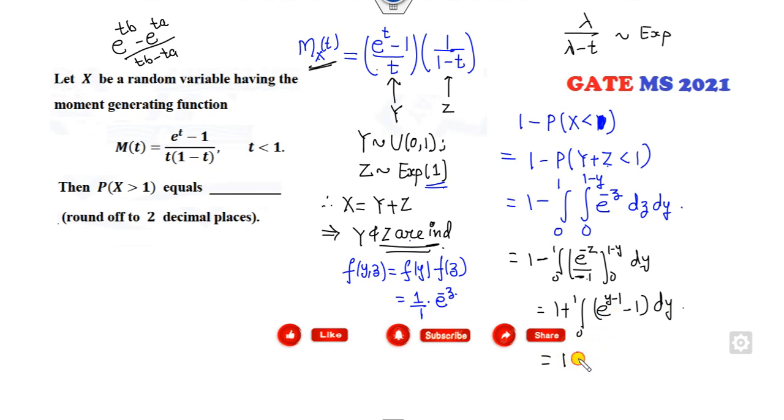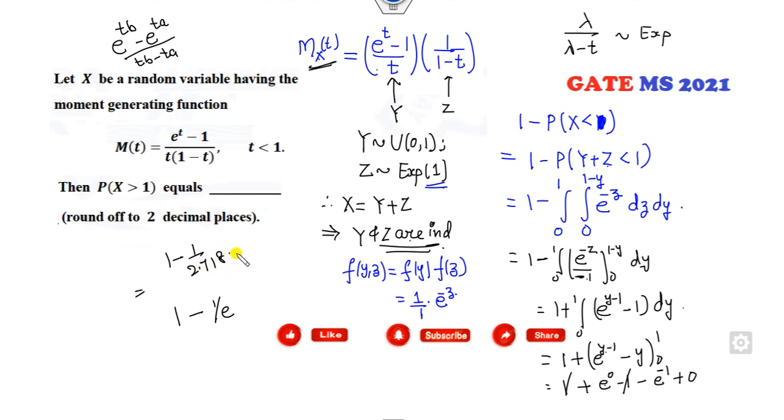It will be 1 plus the integration of this, which will be the same, y. So what is that? 1 plus e raised to power 0 minus 1. If I substitute 0, it will be e raised to power minus 1 plus 0. So the 1 will be cancelled out. It is 1 minus 1 over e. Fine. So 1 minus 1 over e is the right answer, or you can simplify it: 1 minus 1 over 2.718. If you use your calculator, it comes to 0.63, which is your right answer.